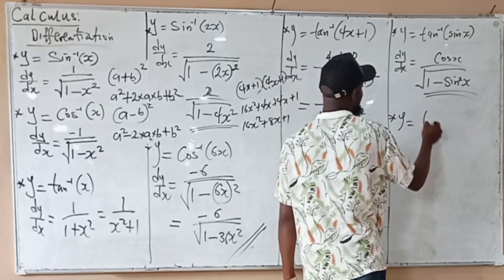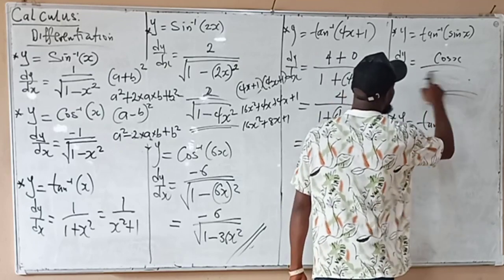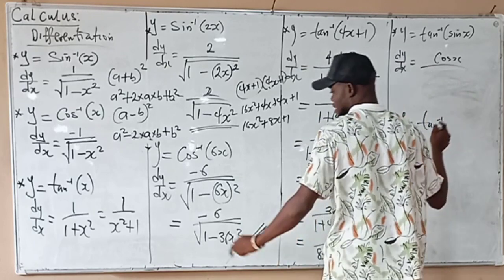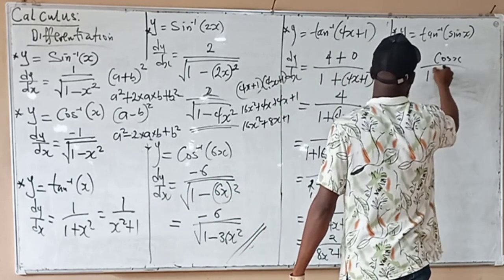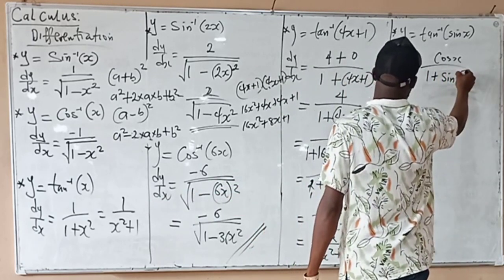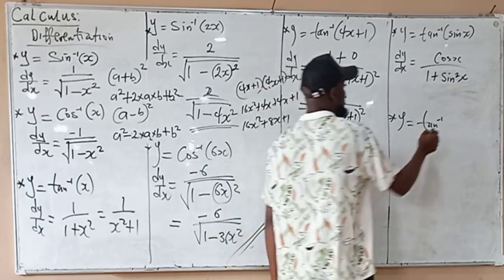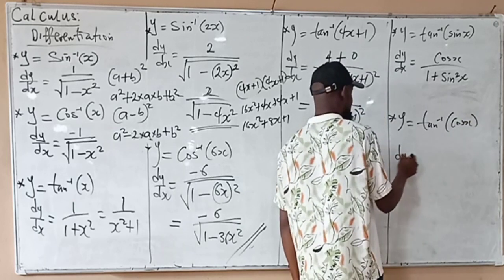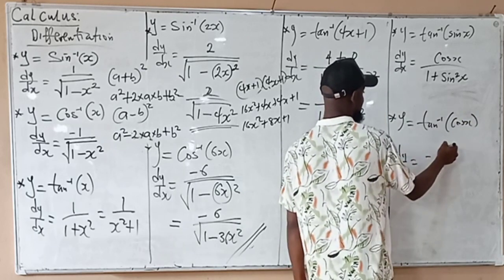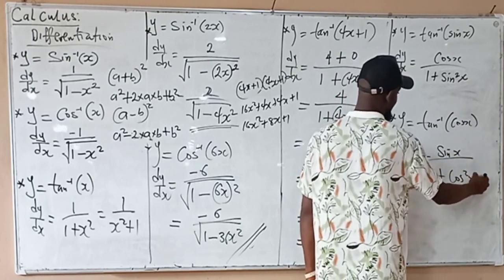If y is equal to tan inverse of sine x. So remember, tan doesn't have a square root. For tan it is 1 plus, it's 1 plus sine x squared. So this one is going to be 1 plus sine squared x. Then look at sine inverse of cos x. So the dy over dx of this is going to be minus sine x over 1 plus cos squared x.